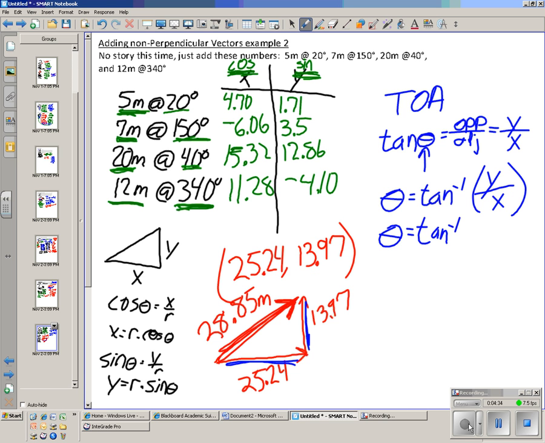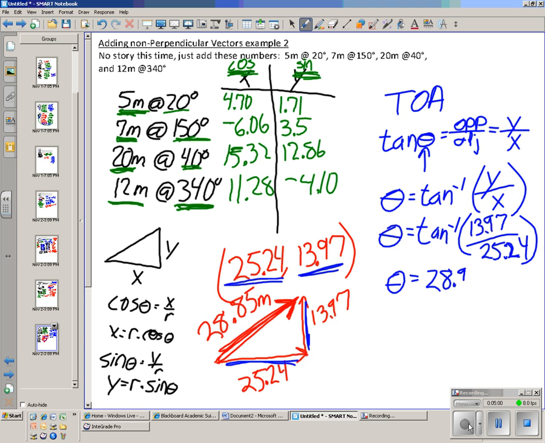Now plugging in my actual numbers, tan to the minus 1 of the y, that's 13.97, divided by the x, which is the 25.24, and tap that into my calculator. I have theta is approximately 28.976 degrees. So that means my resultant final answer is going to be, just rounding off, 29 meters at 29 degrees. Isn't that quite interesting?